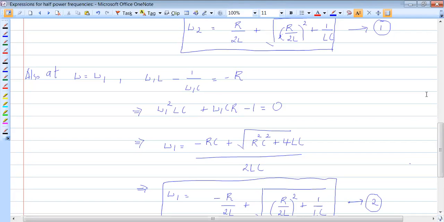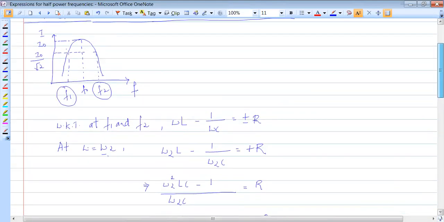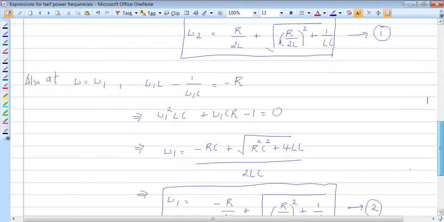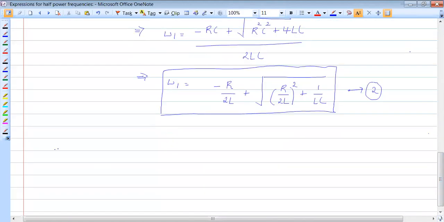If you have to obtain them in terms of f2 and f1, you just bring in 1 by 2 pi. So f2 would be 1 by 2 pi times the expression we obtained for omega 2, and f1 would be 1 by 2 pi times omega 1. So what did they ask in the question? They asked us to find the equations for half power frequencies and bandwidth. Bandwidth we have already found once, so let's check whether we get the same result.